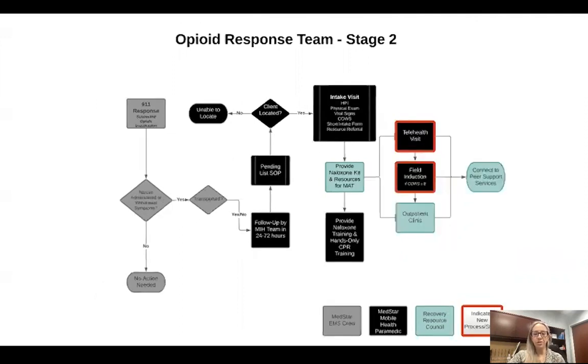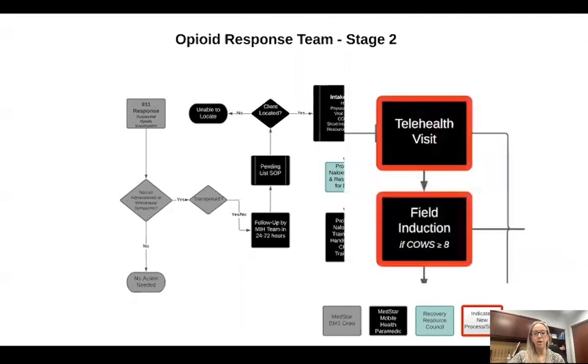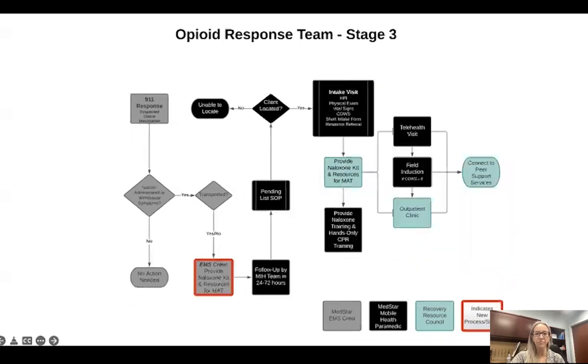So stage 2, it's going to add those things highlighted in red right there. So if we blow them up, you notice it adds a telehealth visit and a field induction if COWS are greater than or equal to 8. We haven't worked out all the details for exactly how this is going to happen yet, but hopefully we'll be rolling out this stage in the next month or so.